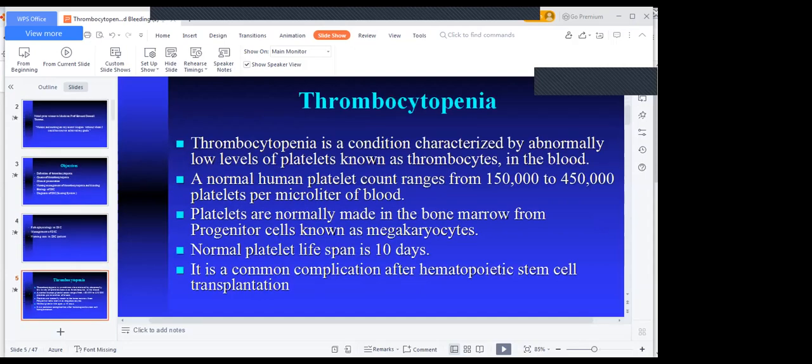Now, what is thrombocytopenia? Thrombocytopenia is a condition characterized by an abnormally low level of platelets, known as thrombocytes, in the blood. A normal human platelet count ranges from 150,000 to 450,000 platelets per microliter of blood. Platelets are normally made in the bone marrow from progenitor cells known as megakaryocytes. Normal platelet lifespan is 10 days. It is a common complication after hematopoietic stem cell transplantation.